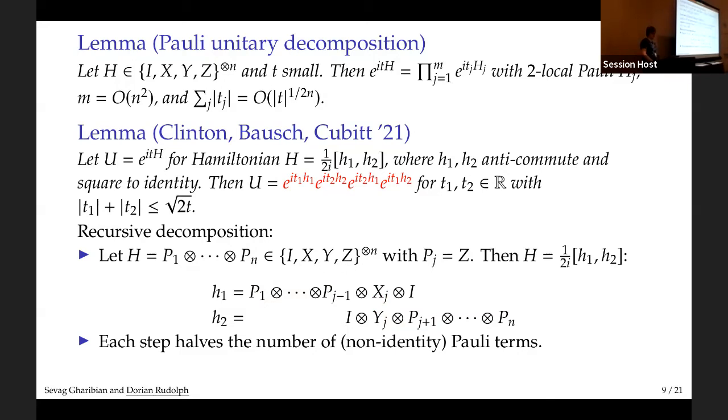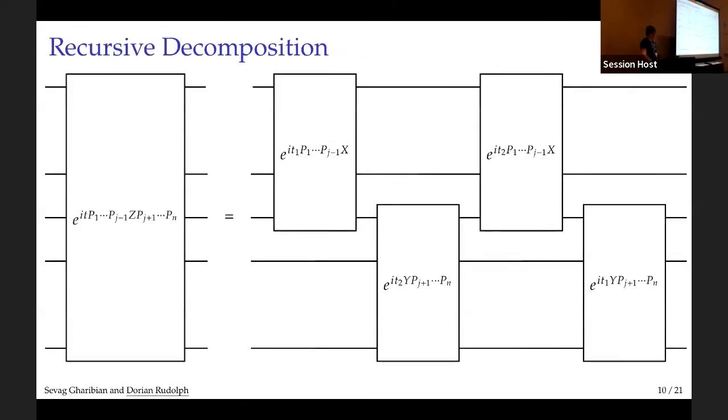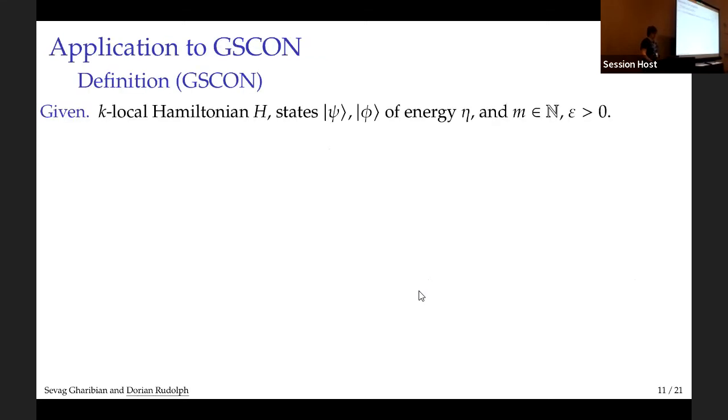And because we split it in the middle, each step roughly halves the number of non-identity Pauli terms, but it increases the pulse time from t to square root of t. It's an increase because t is assumed to be a very small number, much smaller than 1. And this is how the recursive decomposition looks. Here we have e to the iH, then we have the H1 terms here, and the H2 terms on the bottom. And now let's see what the applications of this construction are.